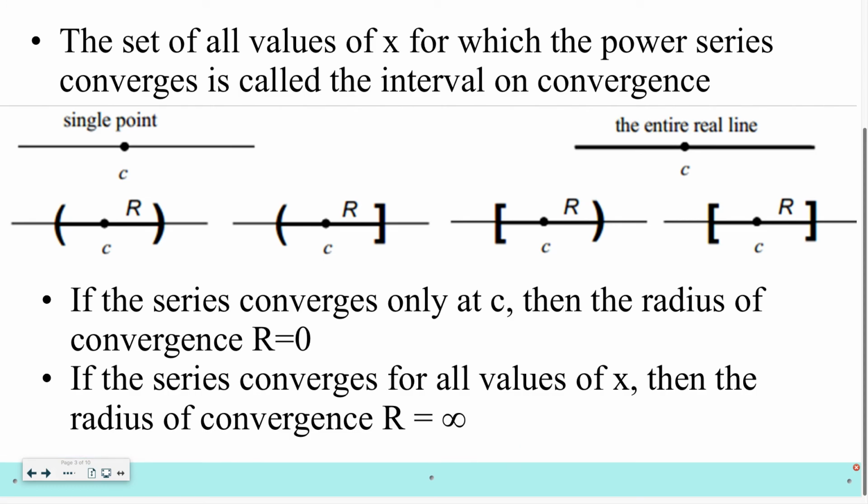And if the series converges for all values, then your radius of convergence is infinity.